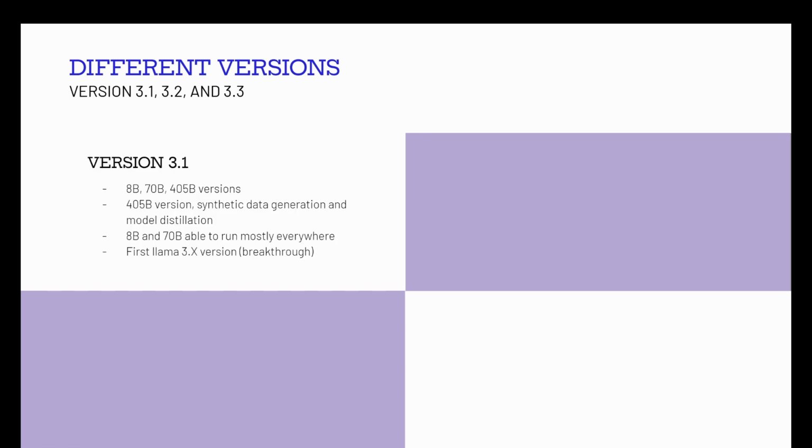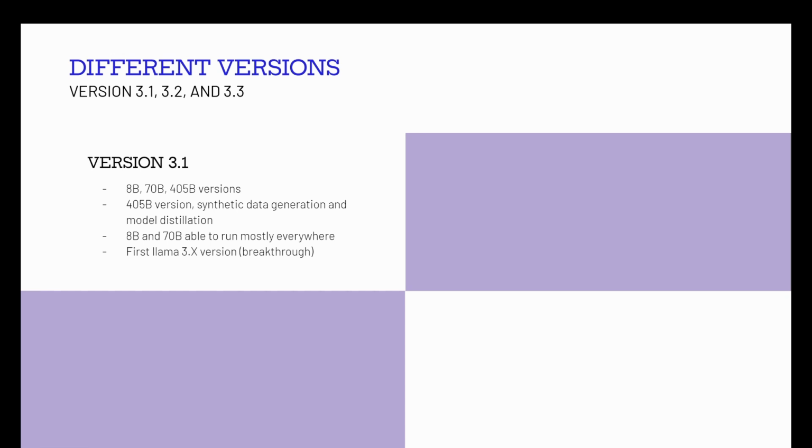So there's 3 different versions that are out right now. Version 3.1 came out around July, and it has 3 versions, 8B, 70B, and 405B. Obviously 8B and 70B are more lightweight models, and they're able to run mostly everywhere. And then the 405B version is basically if you want to do synthetic data generation and model distillation and very high complexity computer programming, and also data generation and stuff like that. It takes a lot of computing power to be able to run that kind of model and to download it, but if you are able to, it can do many incredible things.